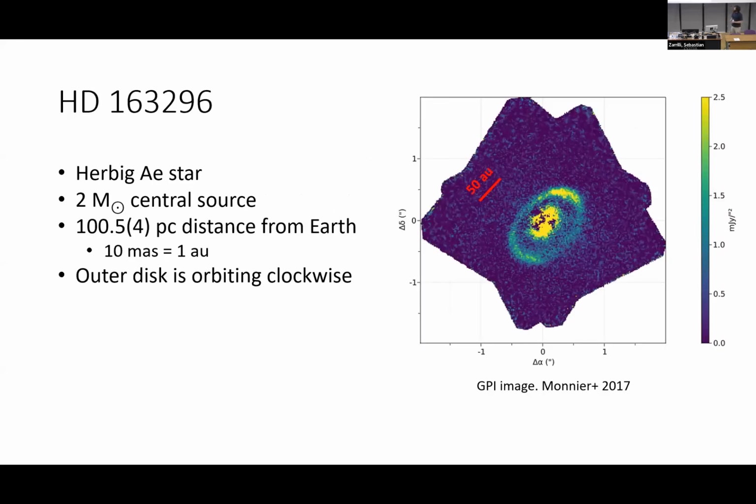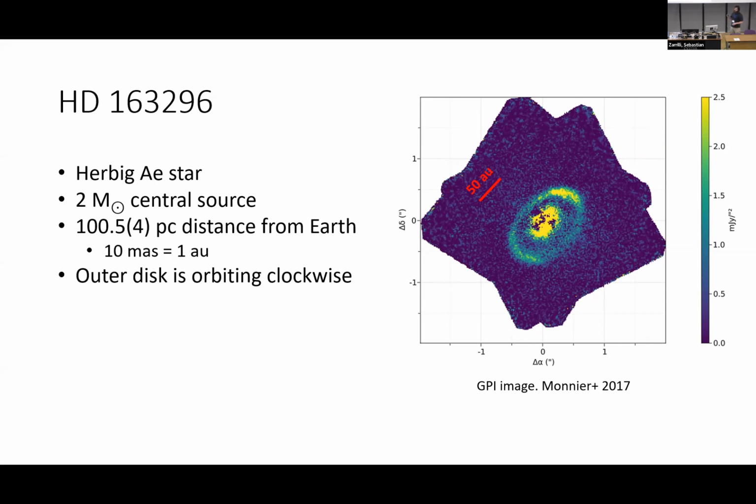So what I've done is I've looked at a more high cadence observation study of the Herbig Ae disk HD 163296, which is a popular source, mostly because it is close by at 100 parsecs away. So 10 milliarcseconds is 1 AU on inner disk scale. So it's a prime target to look at with today's near infrared interferometry facilities.